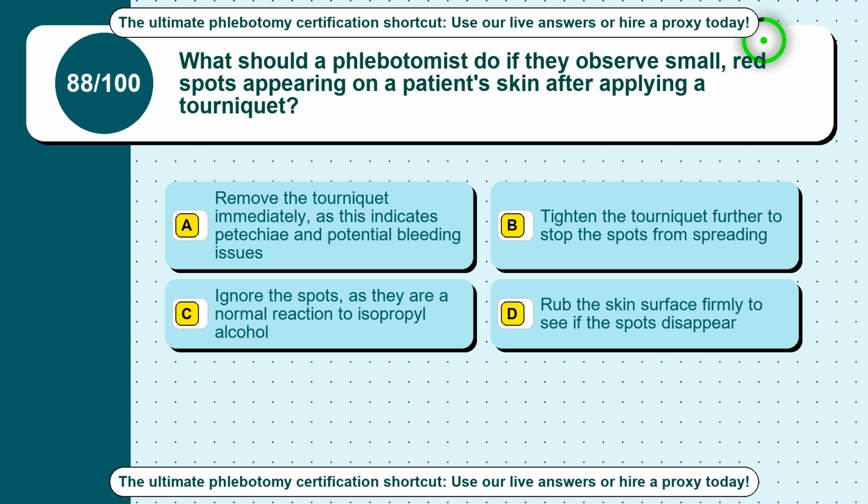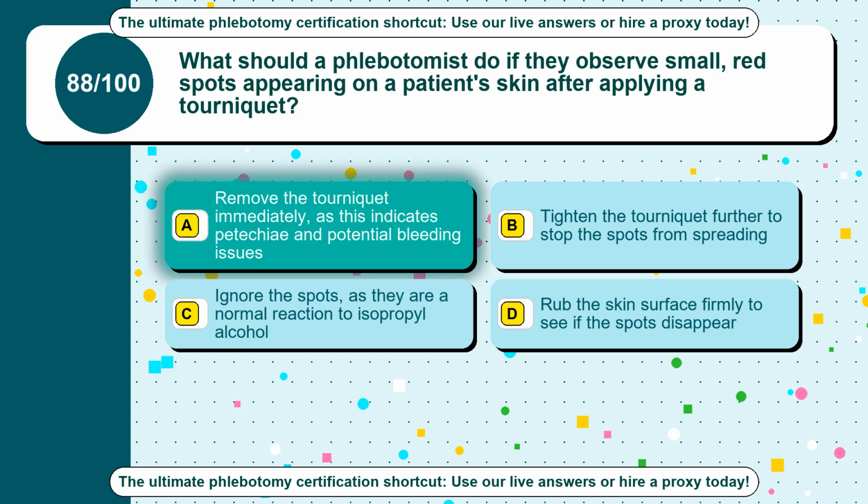Question 88. What should a phlebotomist do if they observe small, red spots appearing on a patient's skin after applying a tourniquet? Option A. Remove the tourniquet immediately, as this indicates petechiae and potential bleeding issues. Option B. Tighten the tourniquet further to stop the spots from spreading. Option C. Ignore the spots, as they are a normal reaction to isopropyl alcohol. Option D. Rub the skin surface firmly to see if the spots disappear. The correct answer is option A.